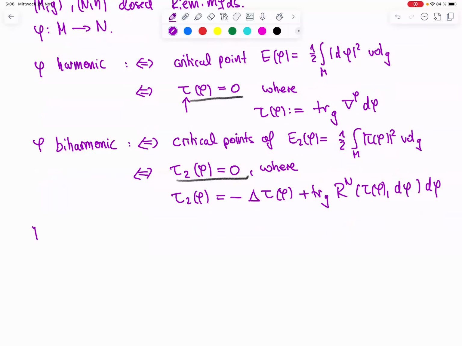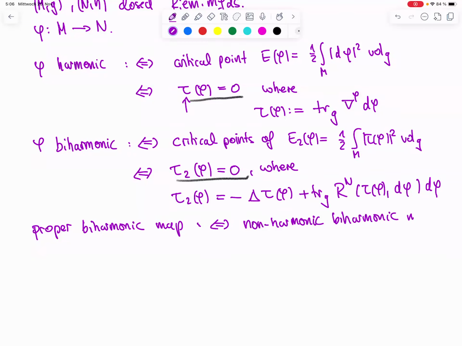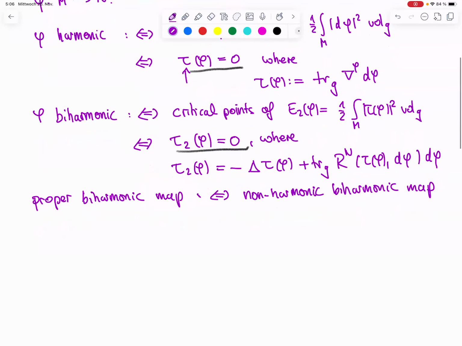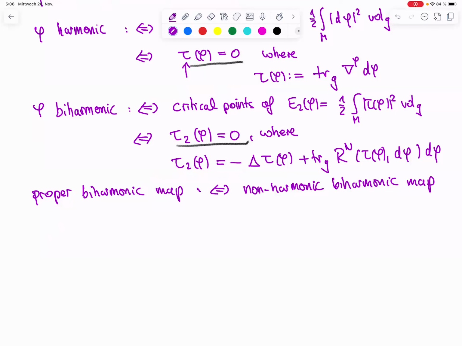So let me just say, proper biharmonic map means non-harmonic biharmonic map, and I will probably not always say proper in the following, but I'm always talking about proper biharmonic maps. Yeah, the other ones are not of interest to us.